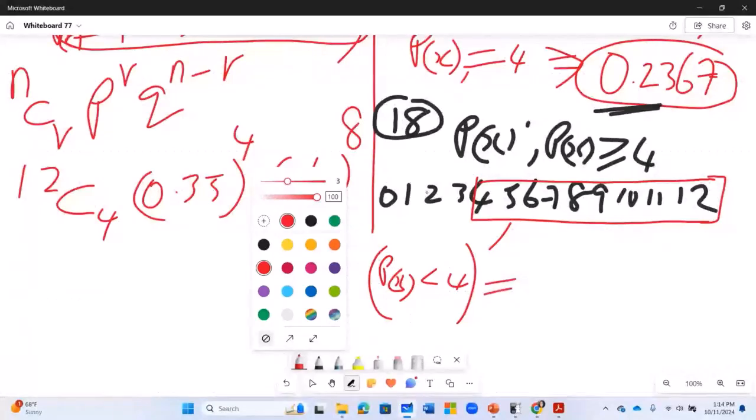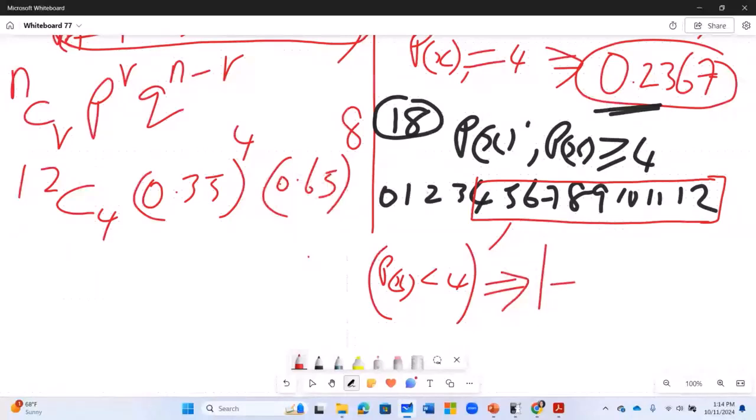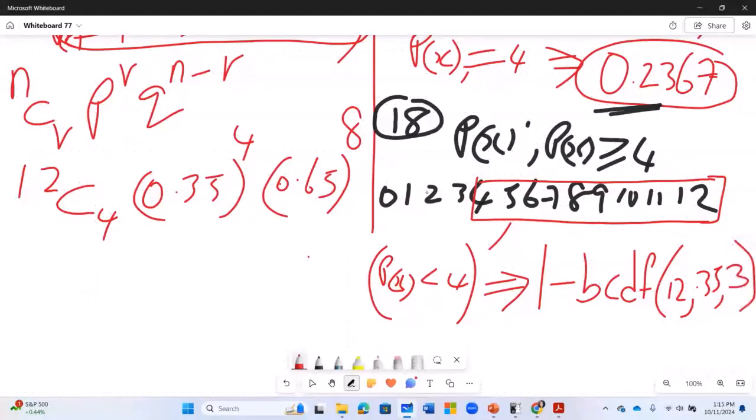So how do you answer this question? This implies 1 minus the probability of binomial cumulative density function, with first of all 12 as the sample space. Success is 0.35, doesn't change. And because it is less than only, 4 is not included, so 3 is what I'm going to put there. I have to put 3 there because I need a number less than 4. If I put in 4 there, then I have changed the question. Another way of cumulating from 4 to 12 is doing the complement of P less than 4.